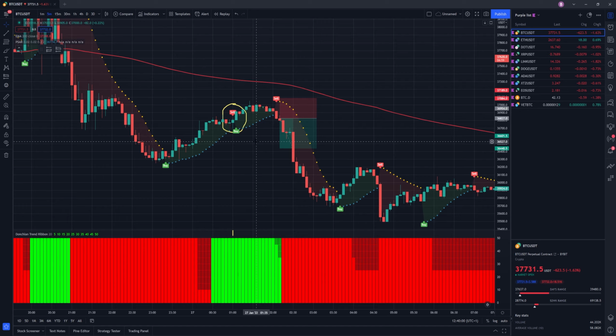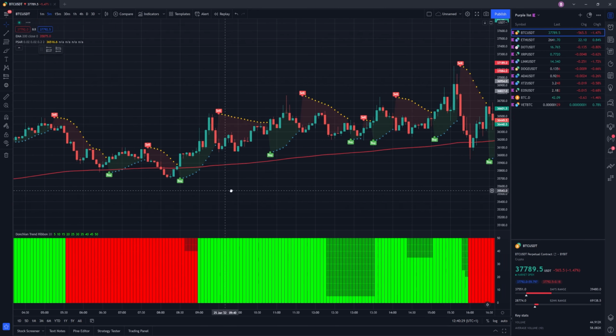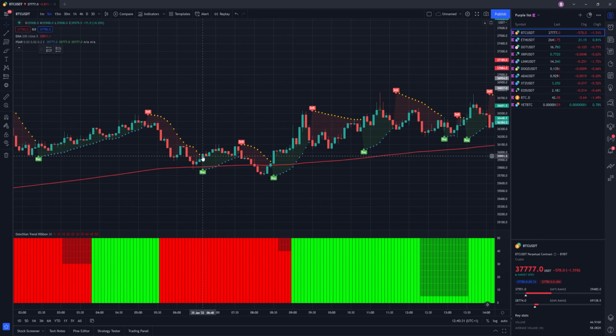So that is for the sell signals. Now let's try some buy signals. We have a buy signal. The price is above the 200 EMA, so we are bullish. So let me try it out for you right here.